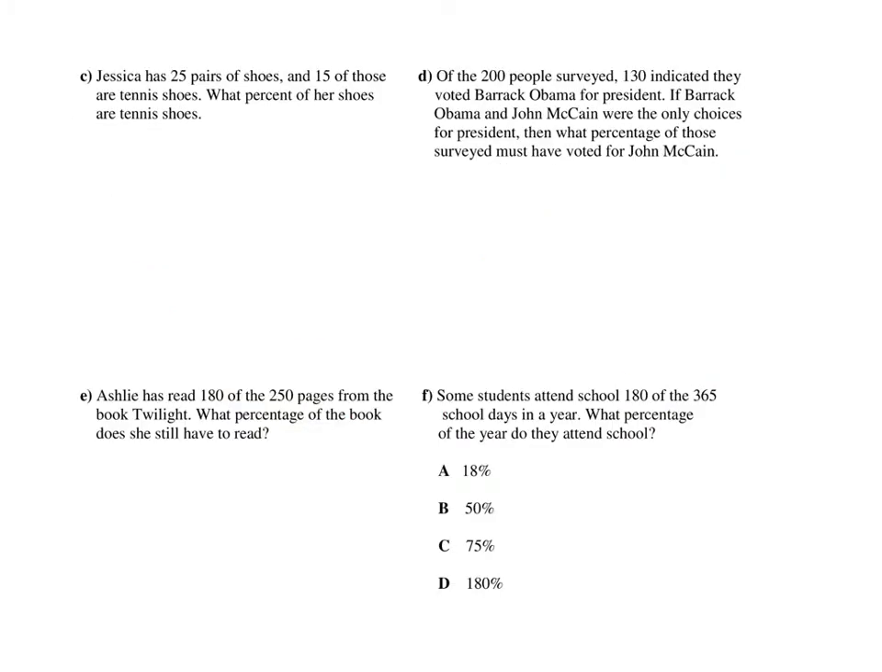All right, part C. Jessica has 25 pairs of shoes, and 15 of those are tennis shoes. What percentage of her shoes are tennis shoes? That's a lot of shoes. All right, what's the total on the bottom? 25. All right, and what we're looking at is the number of tennis shoes. That goes on top. All right, so we can figure out the percentage now. Multiply top and bottom by 4. So it's simply 60%.